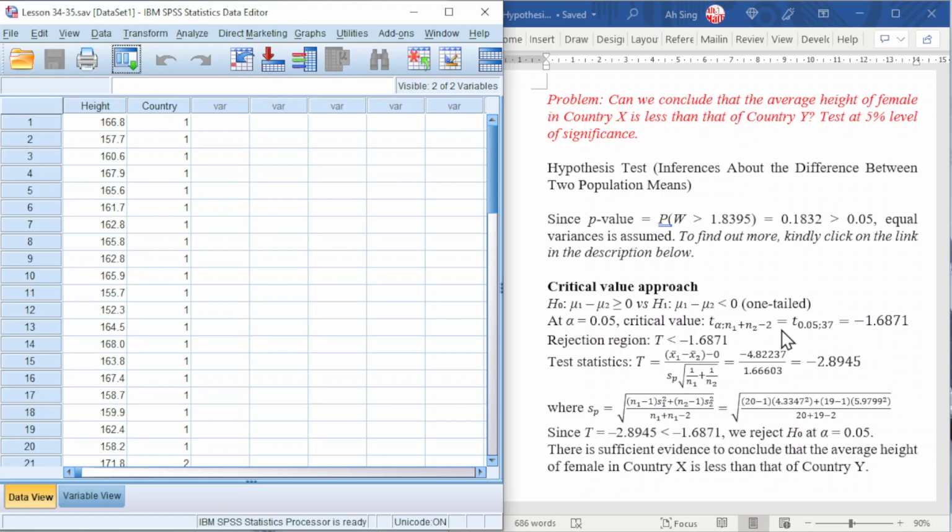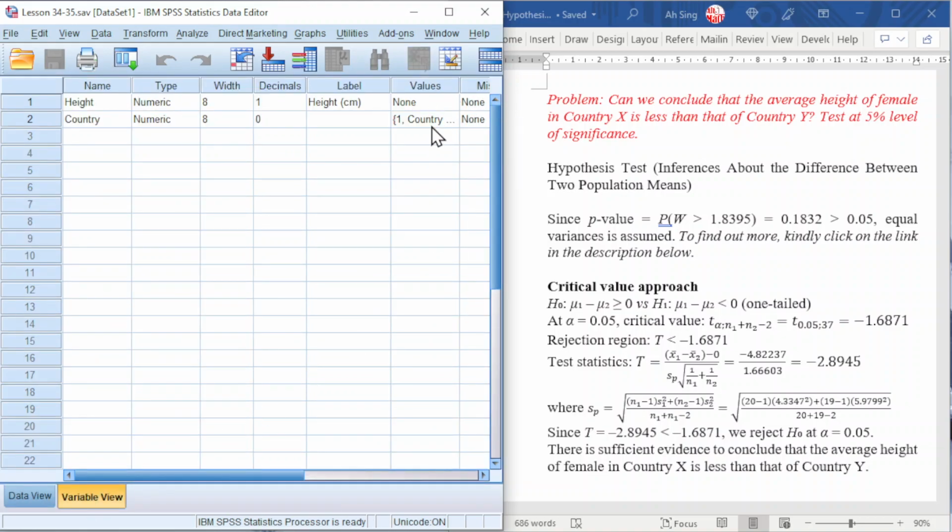Today, we'd like to share the inferences about the difference between two population means. To conduct an independent sample t-test using SPSS, we have to make sure that the measured variable is entered in the same column for both populations, and we need a column for the grouping variable. To define the grouping variable, we can go to the variable view.